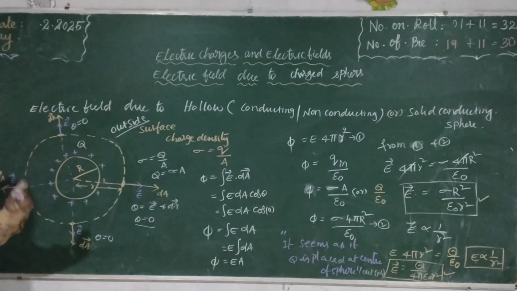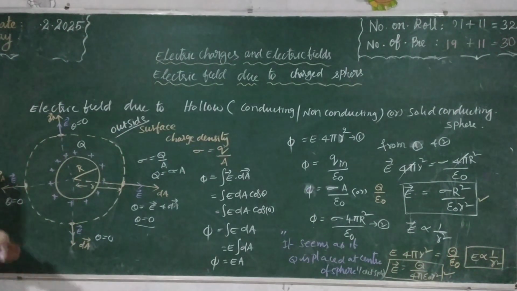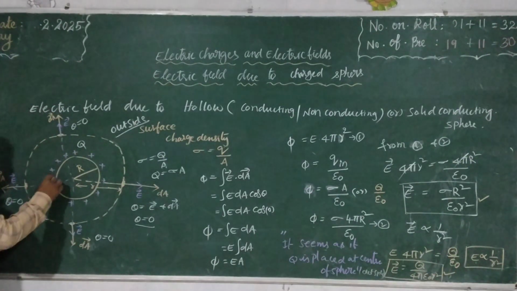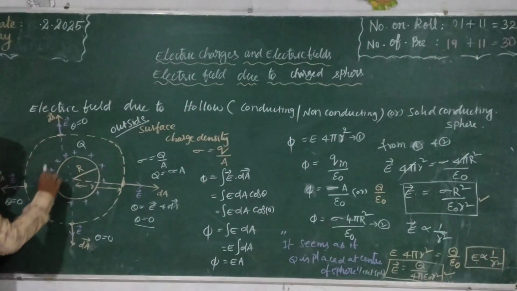Why? The charge resides on the surface of the sphere. The total charge resides on the surface of the sphere. That's why for all these cases we can take one case. So this is the charge residing on the surface of the sphere.